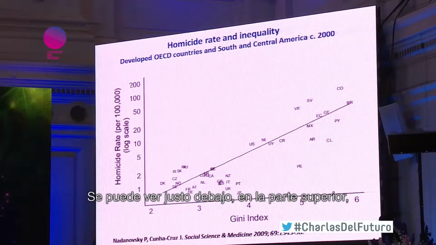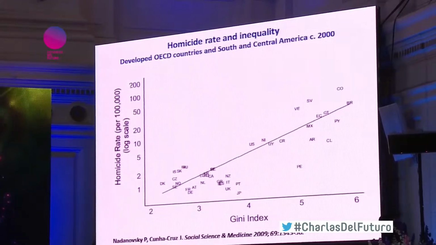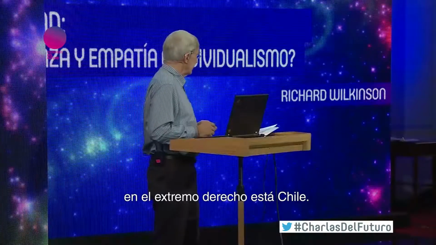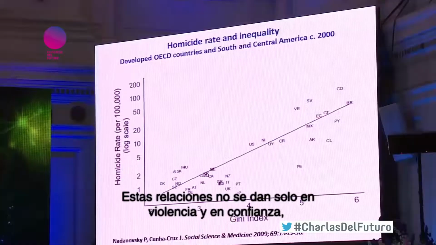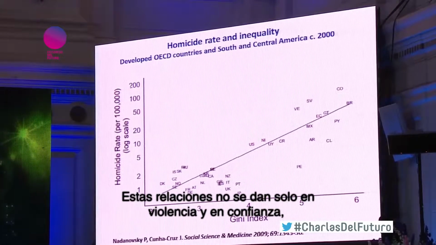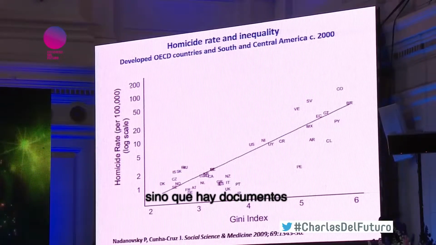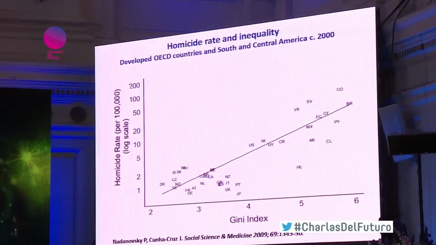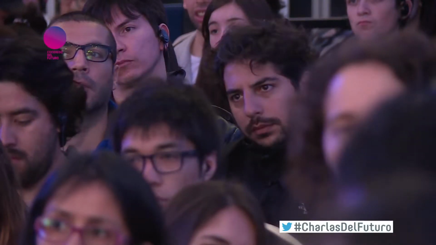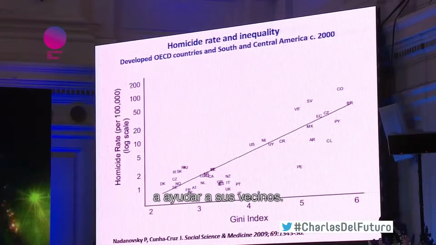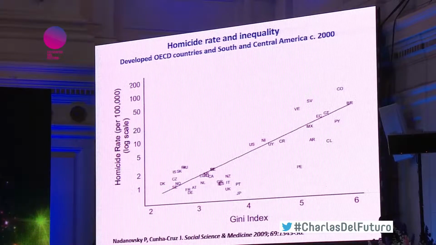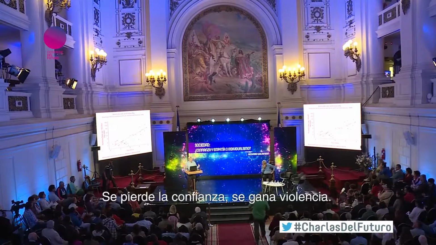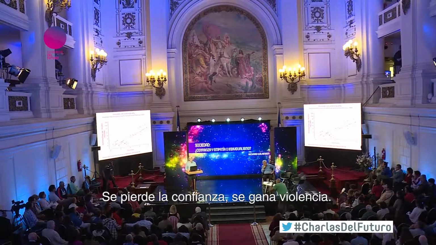You can see just below the top, below the line at the right-hand end, is Chile. High levels of inequality, high levels of homicide. These relationships are not just in violence and trust, but there are papers showing that people are less willing to help each other in more unequal societies. Surveys find that people are less willing to help neighbors. They're less willing to help old people or the disabled if they live in more unequal societies. You lose social cohesion, you lose trust, you gain violence.